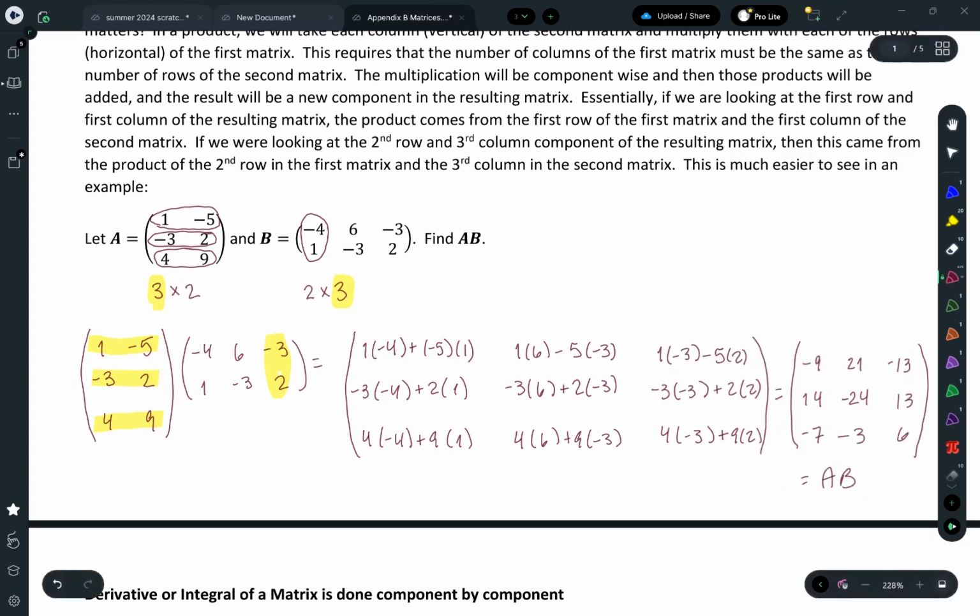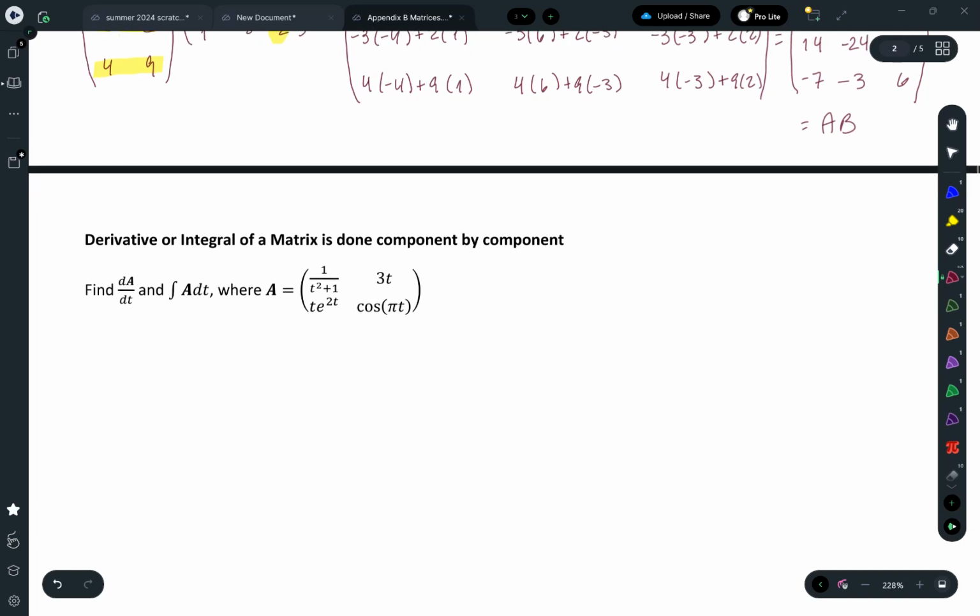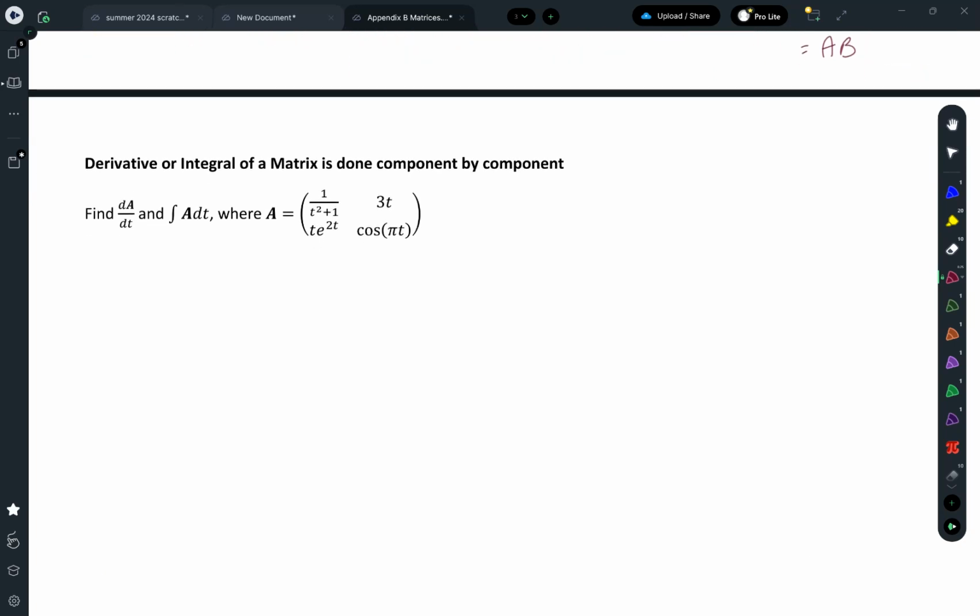Okay, the next topic is finding the derivative or the integral of a matrix. It's done component by component, and the good thing is derivatives and integrals are not new for us. We know how to handle this. So the only weird thing is that we have to be able to remember that if we're taking a derivative of a matrix, we deal with each of the components, and the same for the integral.